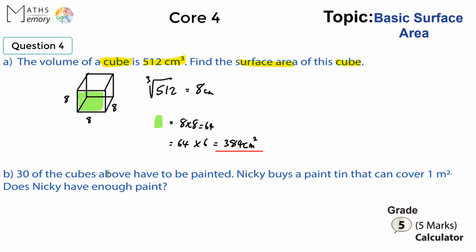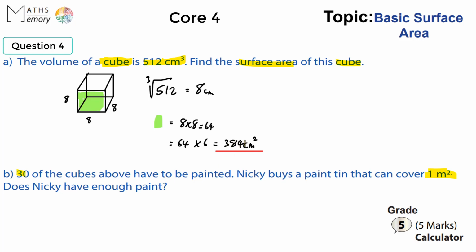Part B, 30 of the cubes have to be painted. Nikki wants to buy a paint tin, and this paint tin can cover 1 meter squared. Okay, that's the surface area of it. Does Nikki have enough paint? So for this question, we need to do a bit of conversion from a topic called metrics you should have done before.